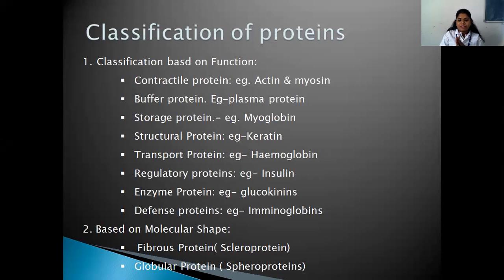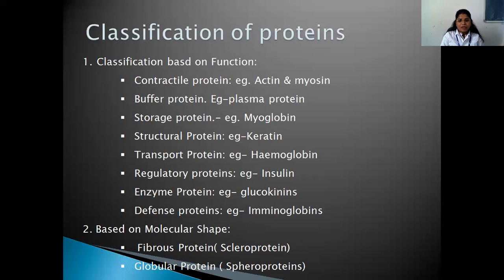Then next is the defense protein. As an example, I have given only immunoglobulins, but antibodies are also proteins, and both are responsible for immunity. And why is immunity required? Immunity is required to defend or to fight against bacterial and viral infection. That's why immunoglobulins as well as antibodies, present in the human body, are known as defense proteins. Clear?